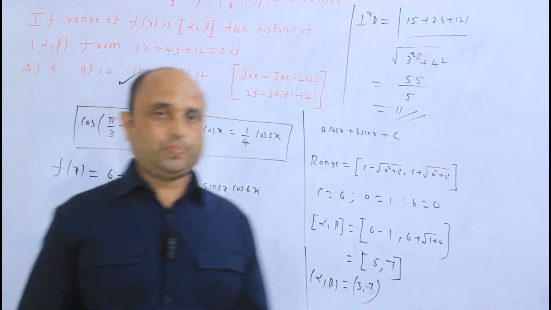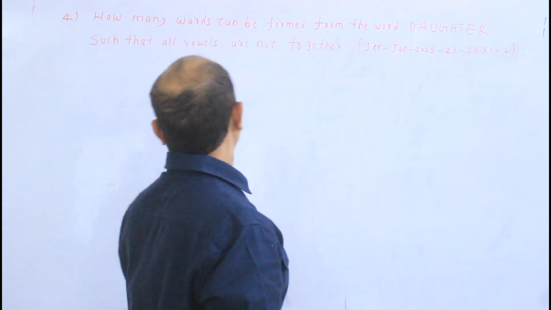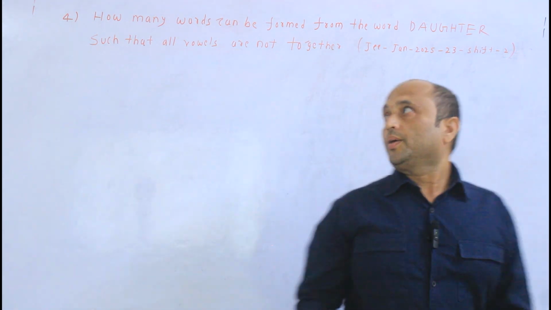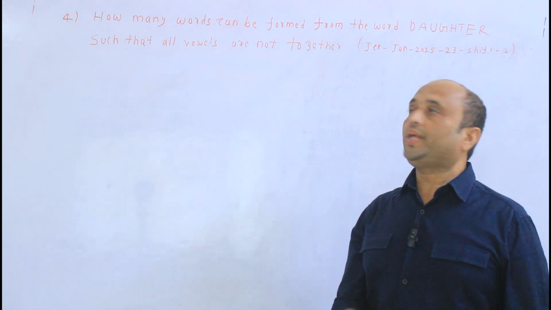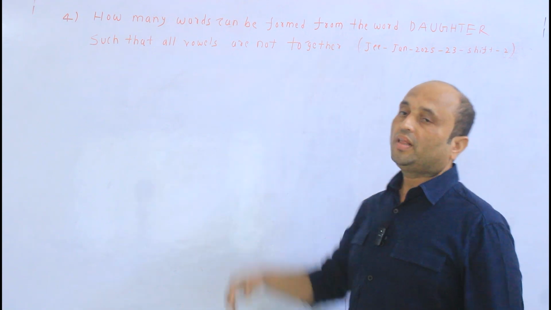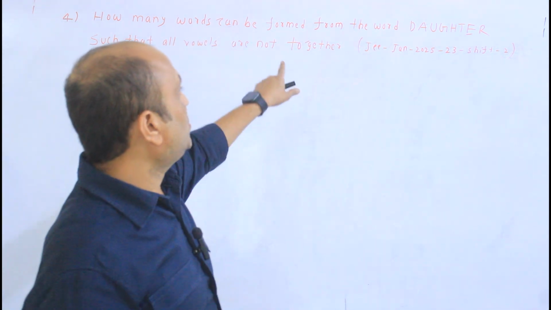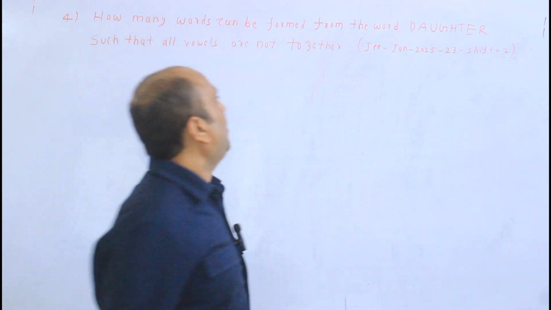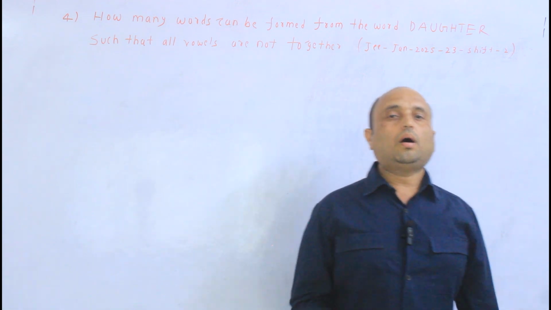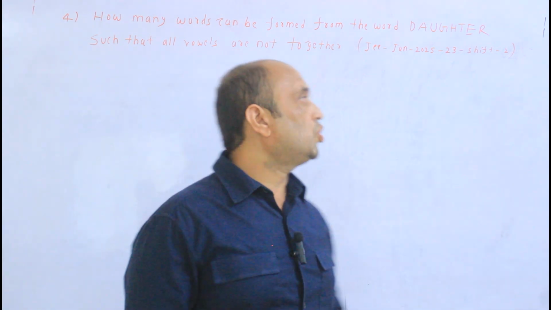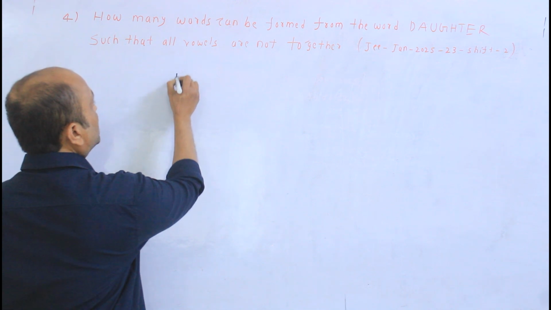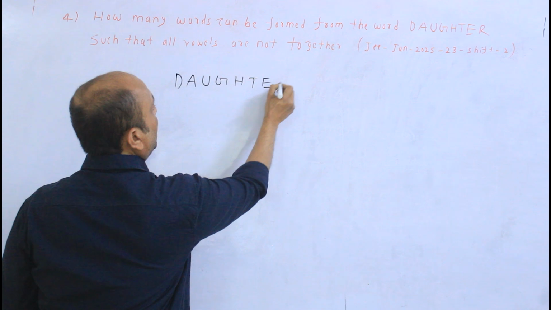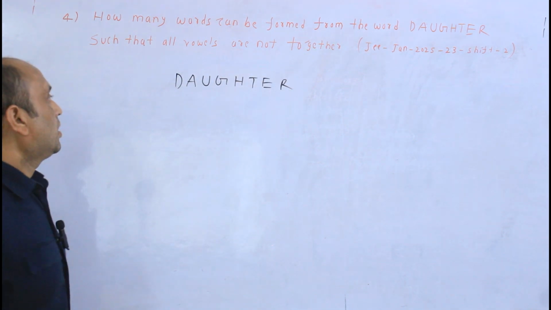Option C is true. Next question from permutation combination. This is an easy question. He is asking how many words can be formed using the word daughter, D-A-U-G-H-T-E-R, such that all vowels are not together. It's a very simple question.